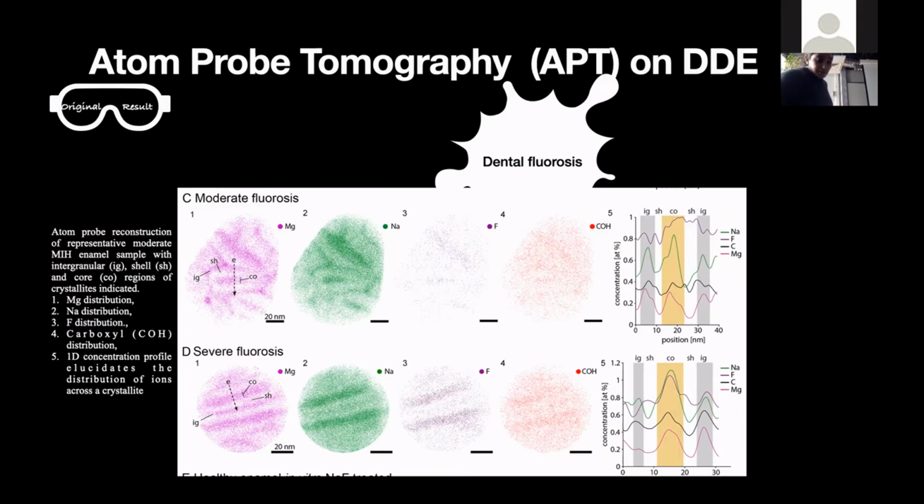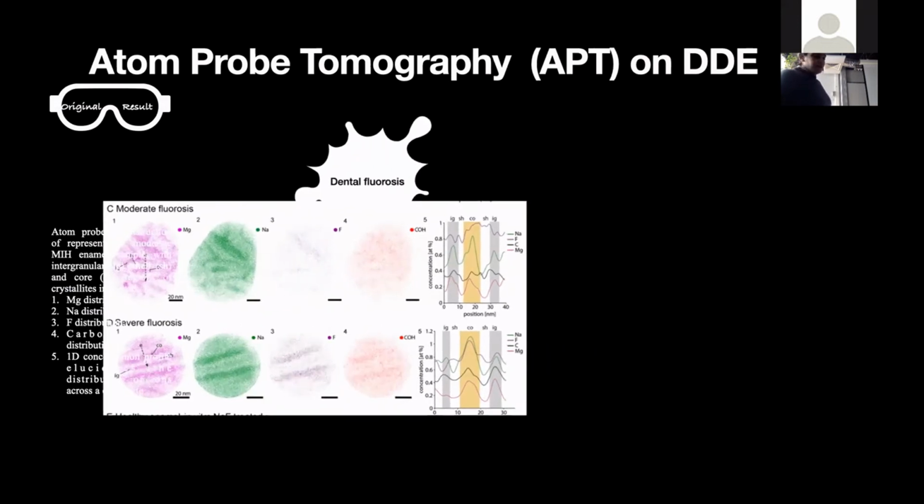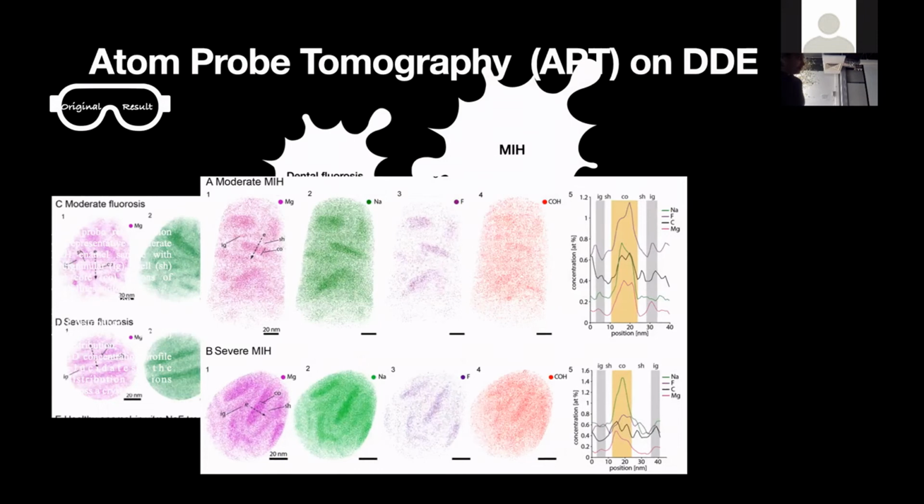And concerning MIH, here again, we can see that sodium, magnesium, fluoride accumulate in the core of the crystallite and not in the intergranular phases.